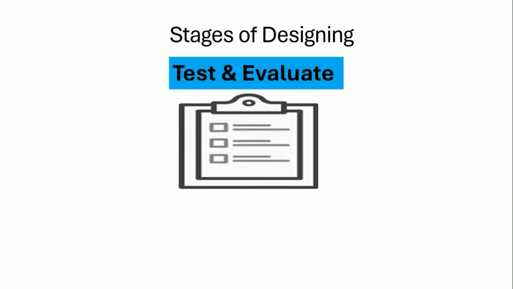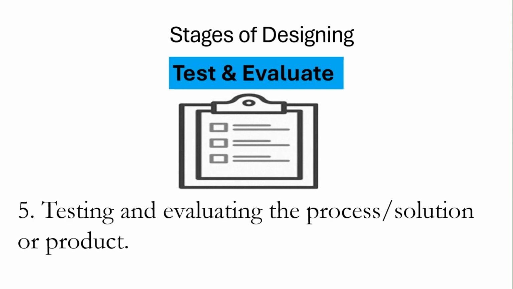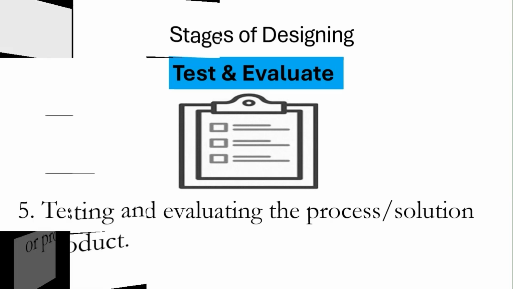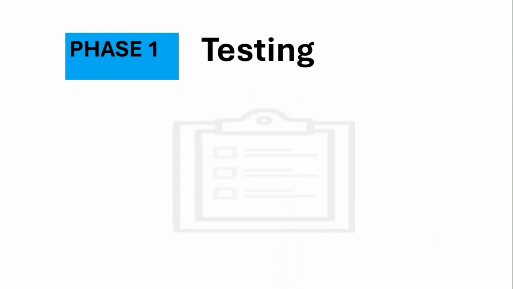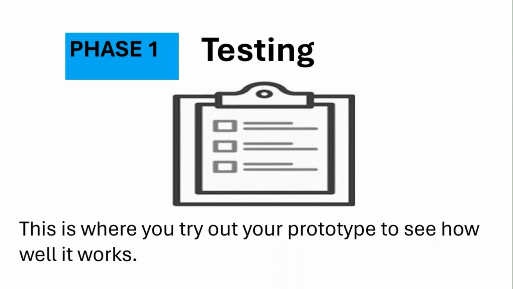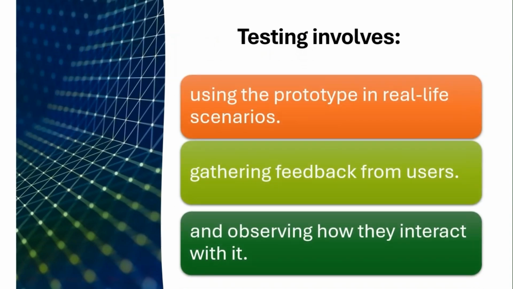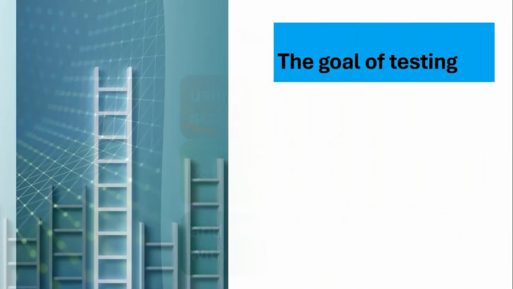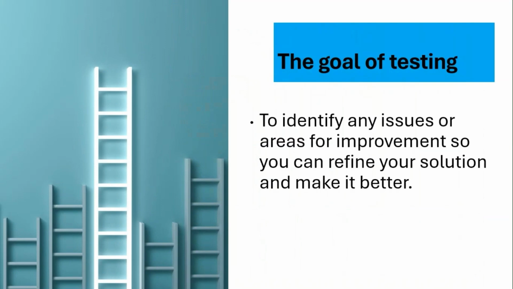This brings us to stage 5. This stage comprises 2 phases: testing and evaluation. Phase 1. Testing is where you try out your prototype to see how well it works. The testing process involves using the prototype in real-life scenarios, gathering feedback from users, and observing how they interact with it. The goal of testing is to identify any issues or areas for improvement so you can refine your solution and make it better.